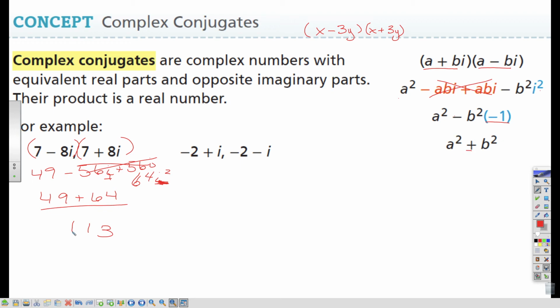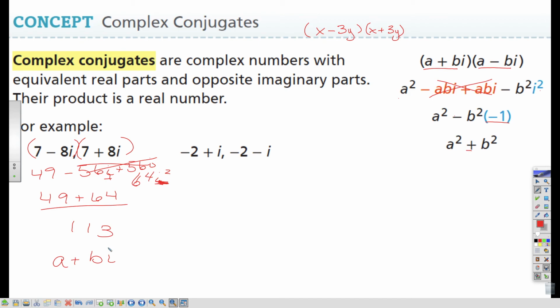Because we can't have complex numbers or imaginary numbers in the denominator of things. Can't have it. Because if I'm going to write it in standard form, that is a plus bi, correct? Yeah. And that i needs to be in the numerator. So we can't have it in the denominator.